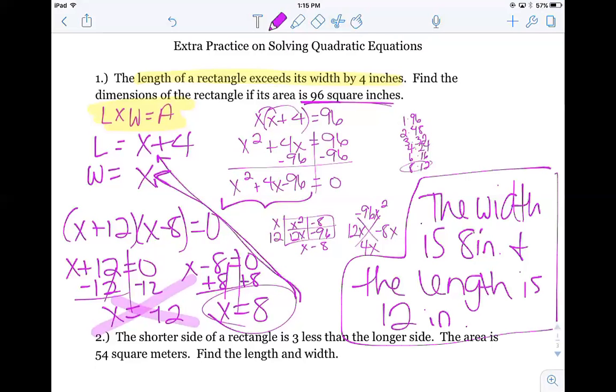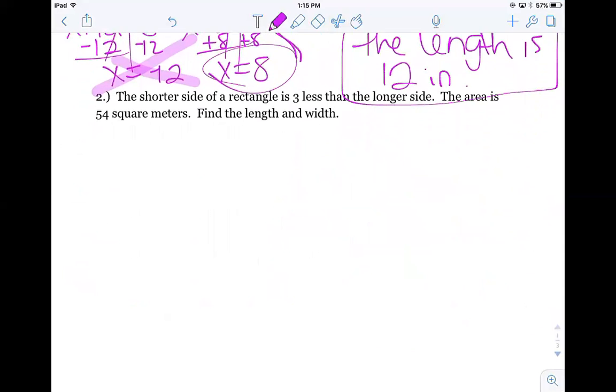So we're taking our area, length times width, setting that up, and then solving with our factoring and zero product property. Okay, let's look at number 2. So the shorter side of a rectangle is 3 less than the longer side. The area is 54 square meters. Find the length and width.